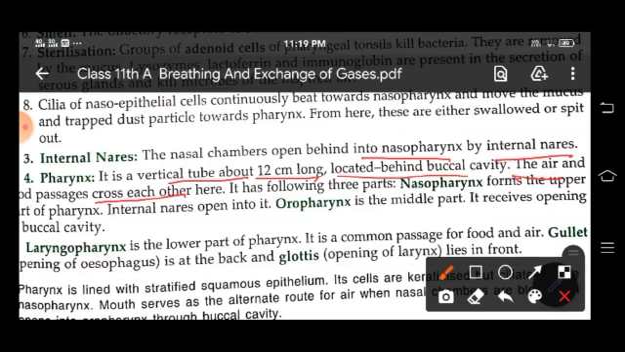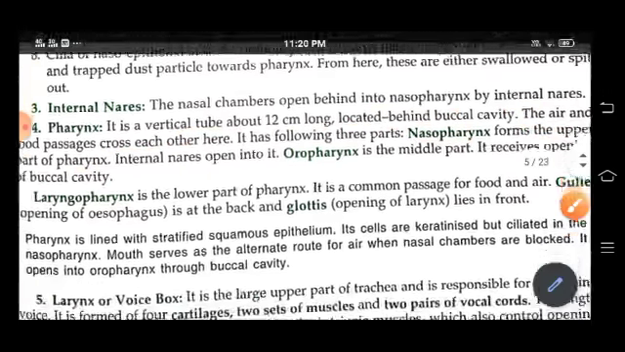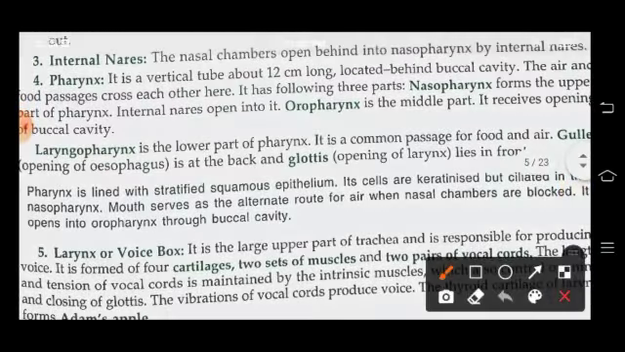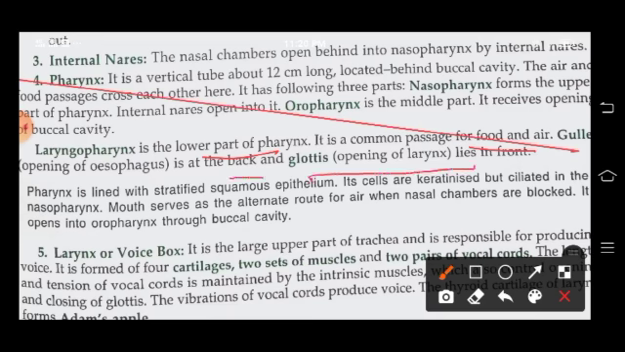Now it has three parts: the nasopharynx, which forms the upper part of the pharynx. Internal nares open into this nasopharynx. Then comes the oropharynx, which is the middle part, which receives the opening of the buccal cavity. After that is the laryngopharynx, which is the lower part of the pharynx. It is also the common passage for food and air. Gullet is at the back and glottis lies in front.